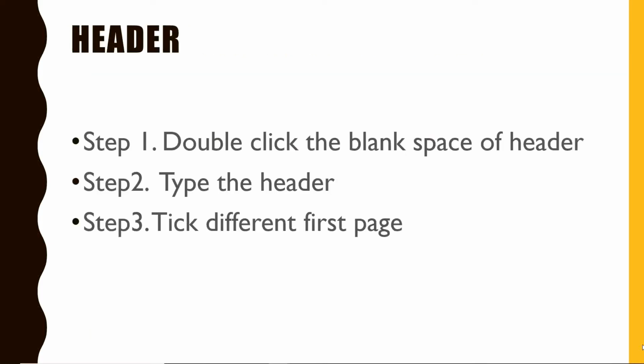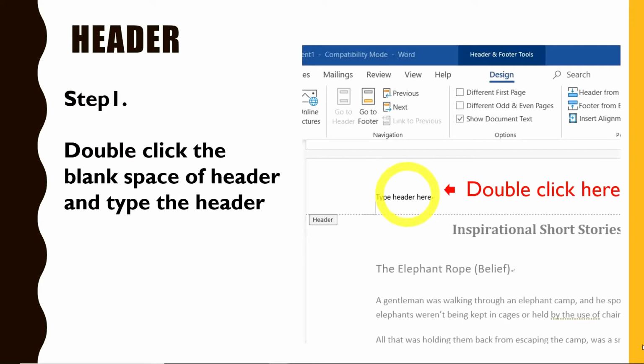In order to insert a header, we need three steps. First, double-click the blank space of the header, step 2, type the header, and step 3, tick different first page. So first, double-click the blank space of the header and type the header on it. You will get a header on every page.